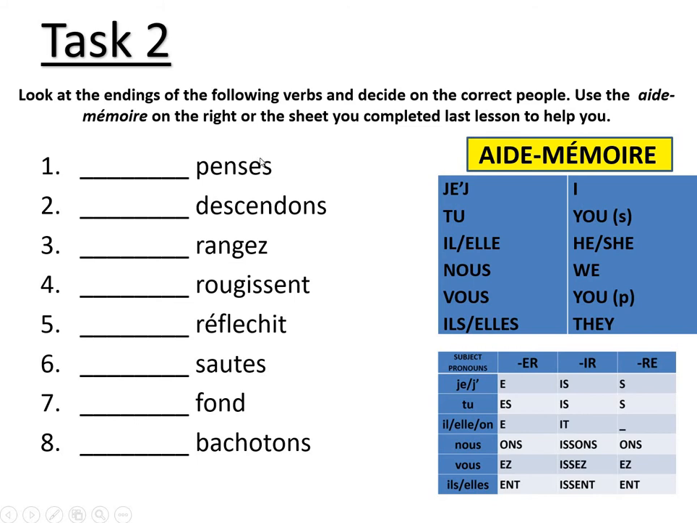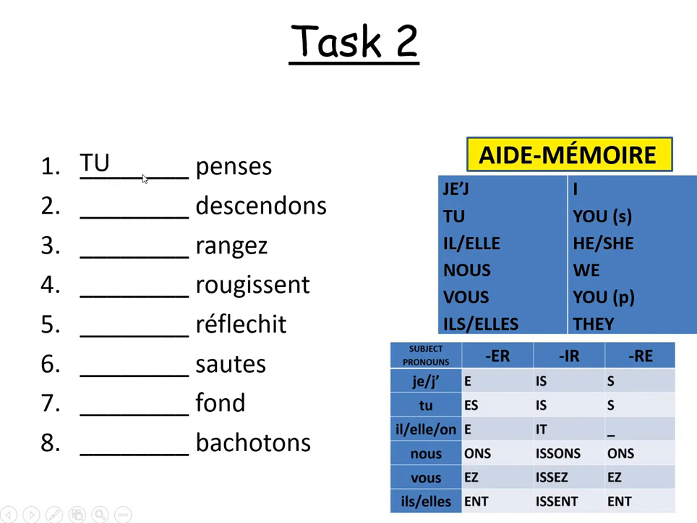So if I look at this, it's got ES there. If I come over here, I can see ES is a tu ending. Therefore, the person I want to fill in here is tu. Okay, so what you need to do is fill in the person that's missing by looking at the end. So look at the ONS, look at which verbs end in ONS, and then put the right person there to make it make sense. Okay, so pause, complete this activity, and when you're ready to move on, unpause to check.